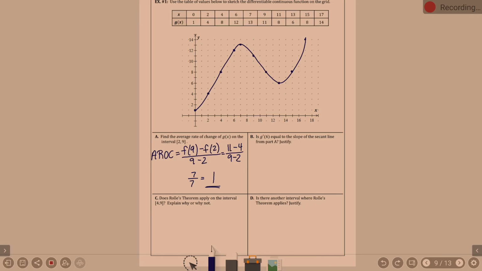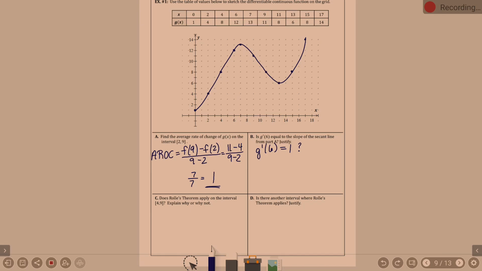B is g prime of 6 equal to the slope of the secant line from part A, and justify. So from 2 to 9. So is g prime of 6 equal to the slope from part A? What was part A? 1. So we're asking, is g prime of 6 equal to 1? Yeah.